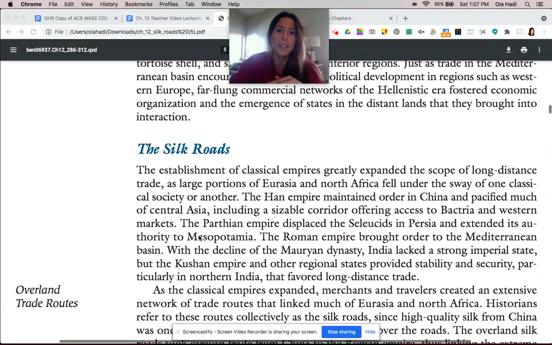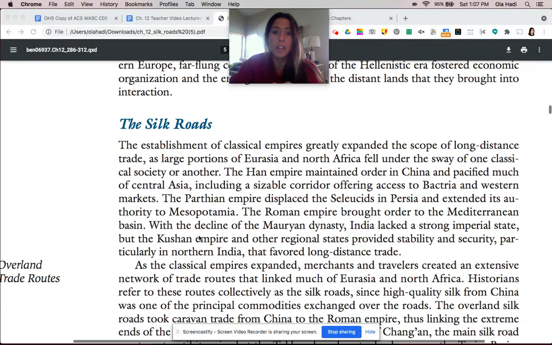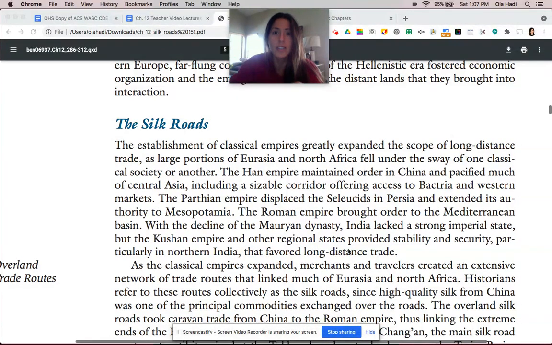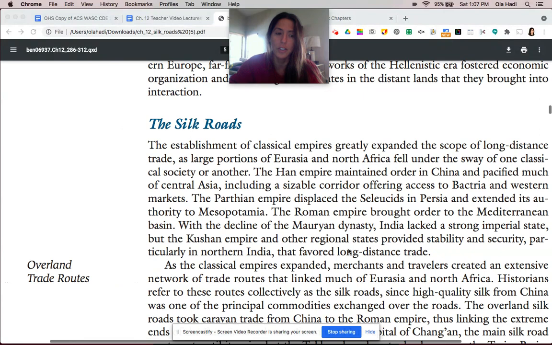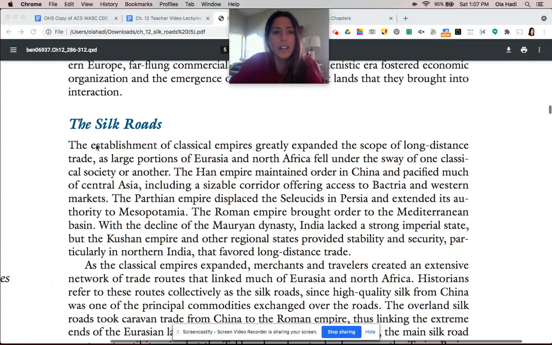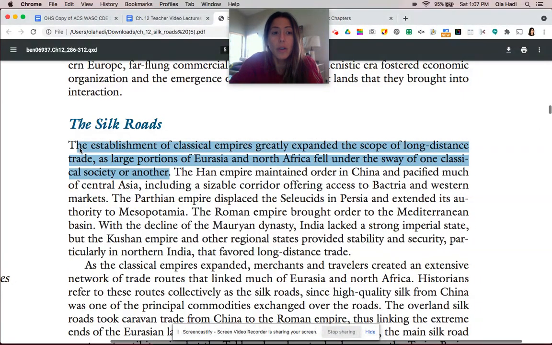And this section is mainly describing to you where that trade was taking place, the important cities, and the important commodities that are being traded, and the coming implications or effects. Okay, so here it's telling you about the establishment of larger classical empires, which is going to have the effect of helping to foster a larger network of trade.